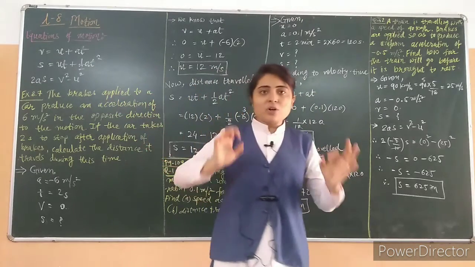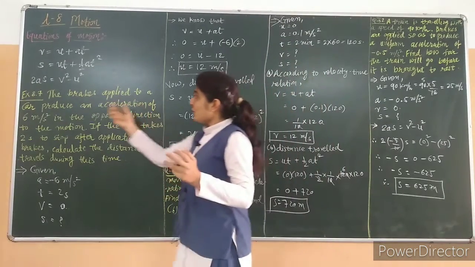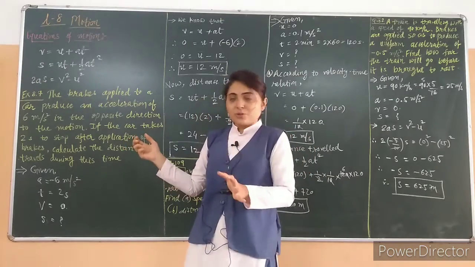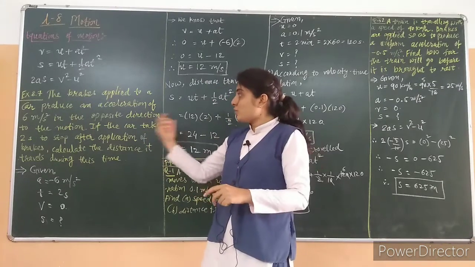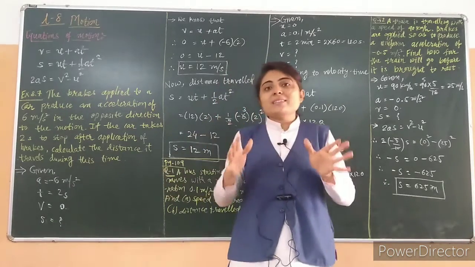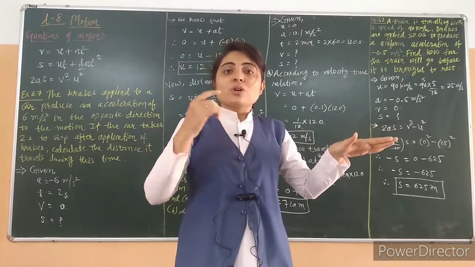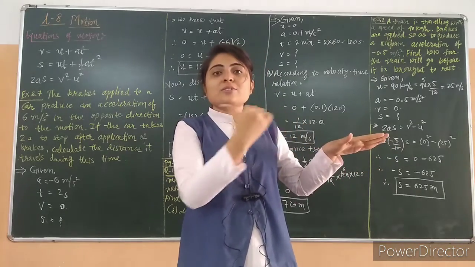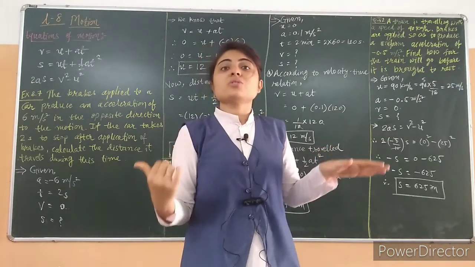So we are understanding that one car is moving and then the brakes are applied. It produces an acceleration because it changes the velocity. And how much acceleration is produced? 6 meter per second square in the opposite direction of the motion. Why in opposite direction? Can you understand that? Brakes are applied. You are going in a vehicle in one direction, and wherever you are applying the brakes, your velocity decreases. So we can say that the acceleration is in the opposite direction.